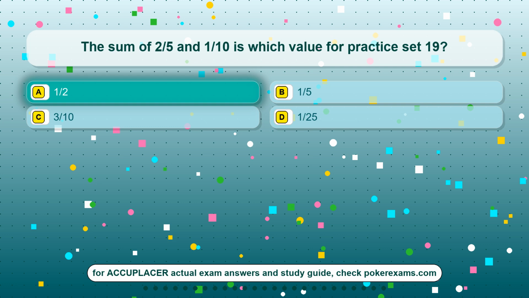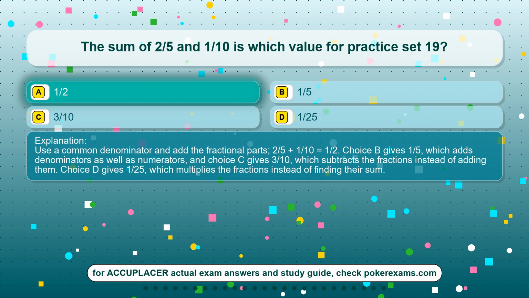The correct answer is option A, 1/2. Use a common denominator and add the fractional parts. 2/5 plus 1/10 equals 1/2. Choice B gives 1/5, which adds denominators as well as numerators, and choice C gives 3/10, which subtracts the fractions instead of adding them. Choice D gives 1/25, which multiplies the fractions instead of finding their sum.